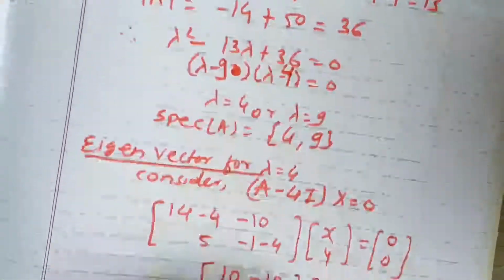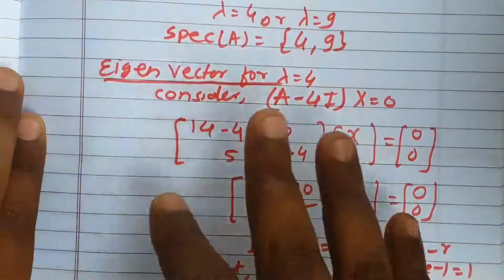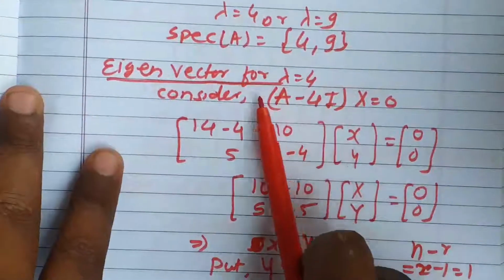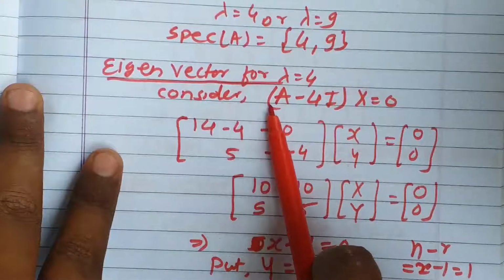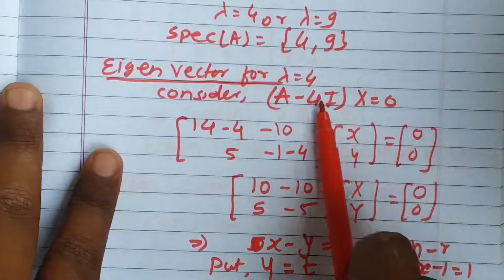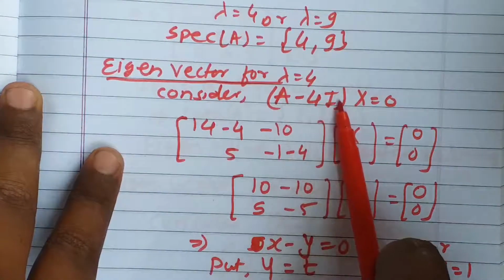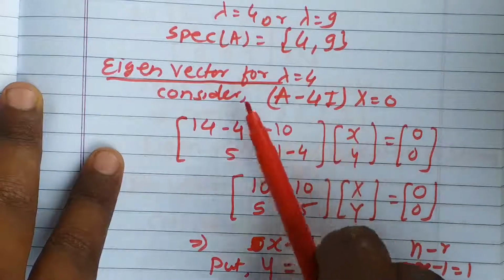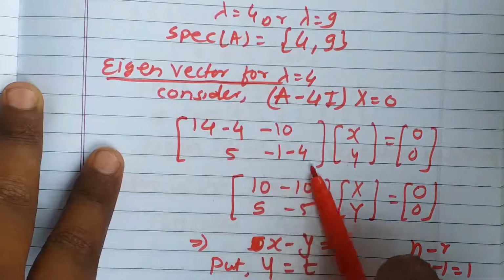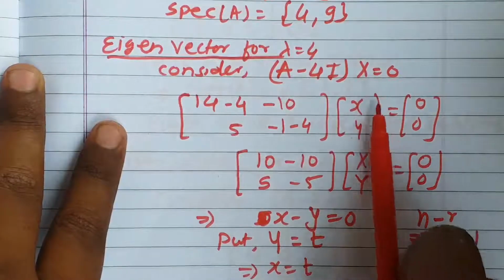Now we have both eigenvalues. For both eigenvalues we need to calculate the eigenvectors. First I will do the calculation for lambda equal to 4. In the matrix equation you put lambda equal to 4, so it will look like (A minus 4I)x equal to 0. A minus 4I means from the matrix A, subtract the matrix 4I, which is 4, 4 on the diagonal. So from the diagonal entries only you subtract 4: 14 minus 4, minus 1 minus 4. That gives 10, minus 10, 5, minus 5, times x, y.